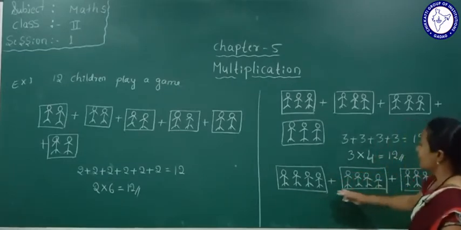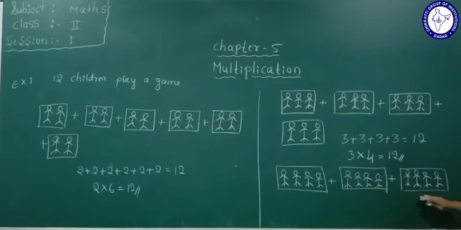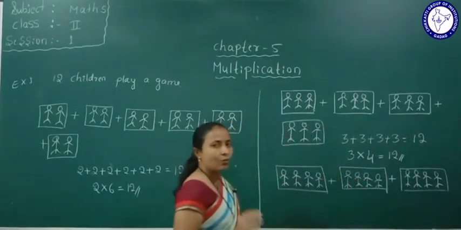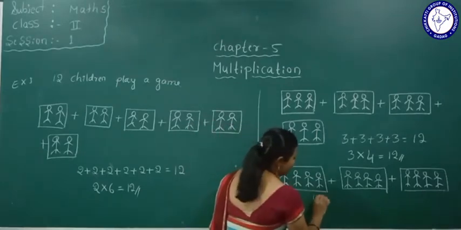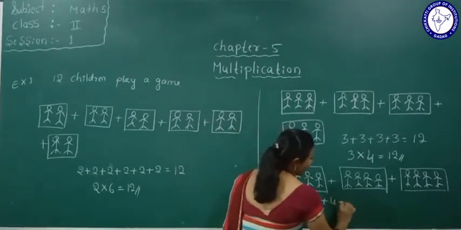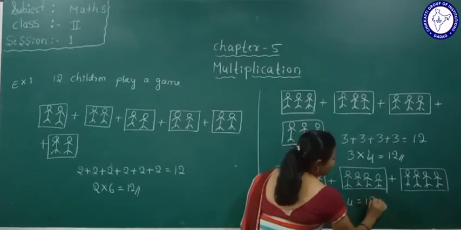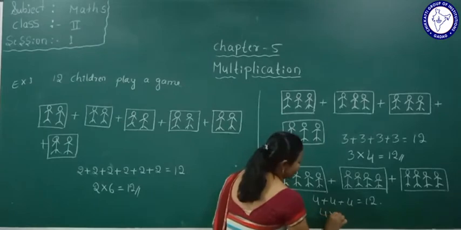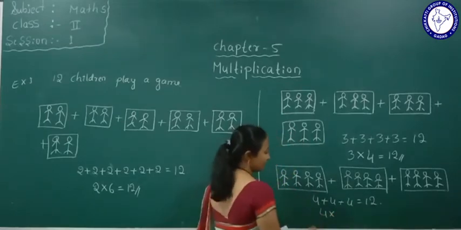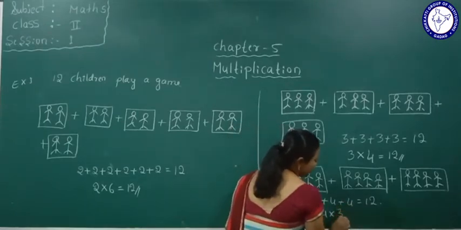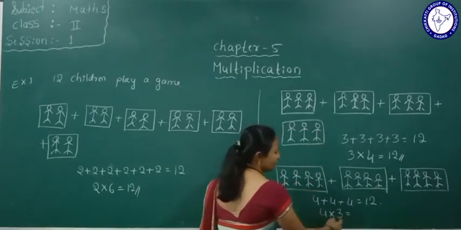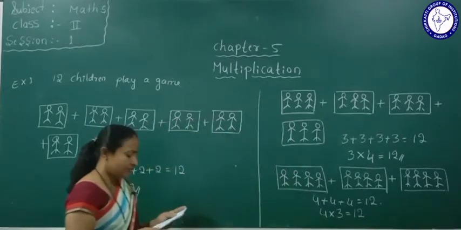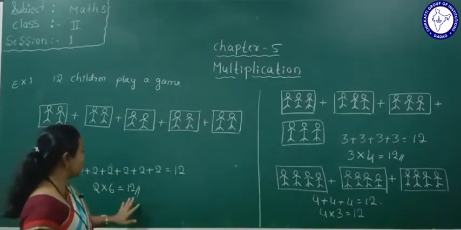So here 4 plus 4 is 8. 8 plus 4 is 12. So it means the children are standing in groups of 4 members. 4 plus 4 plus 4 is equal to 12 only. Understood? Okay. So this 4 is repeated how many times? 1, 2, 3. 3 times it is repeated. So 4 threes are 12.